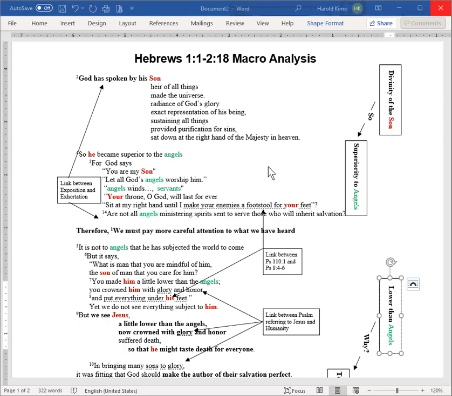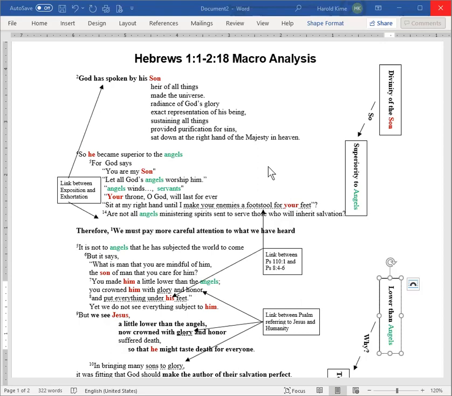The purpose of this macro analysis is to visually demonstrate and show what is the overall design of the larger unit. And the problem that we have in understanding the overall flow of a large passage is that there are just too many trees to see the forest. So we have to eliminate the lesser ideas and retain only the main ideas, and then show how those main ideas are linked together by the author using various literary devices.